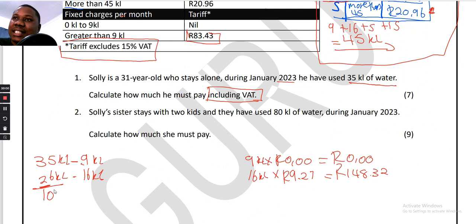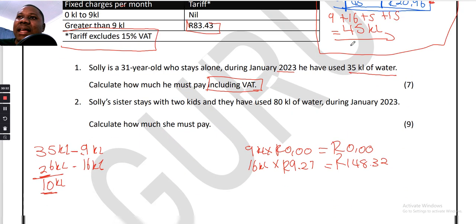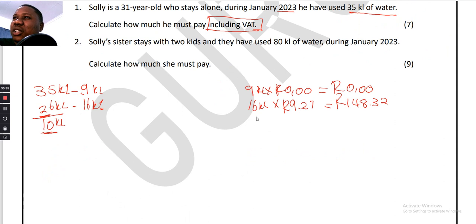Now, how many kiloliters are we left with to charge? We are left with 10 kiloliters. Now the question is, can 10 kiloliters fit into the 5 kiloliters that we have here? Can 10 fit here? No, it's big. 10 is bigger than 5, so 10 cannot fit into 5. So what do we do? We only take the maximum of this block. The maximum of this block is 5. Therefore, we only charge 5 kiloliters out of the 10 that is remaining.